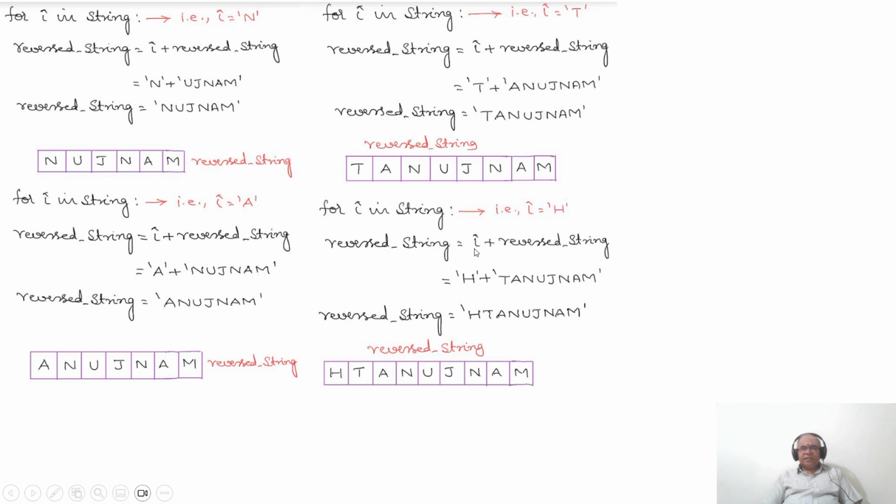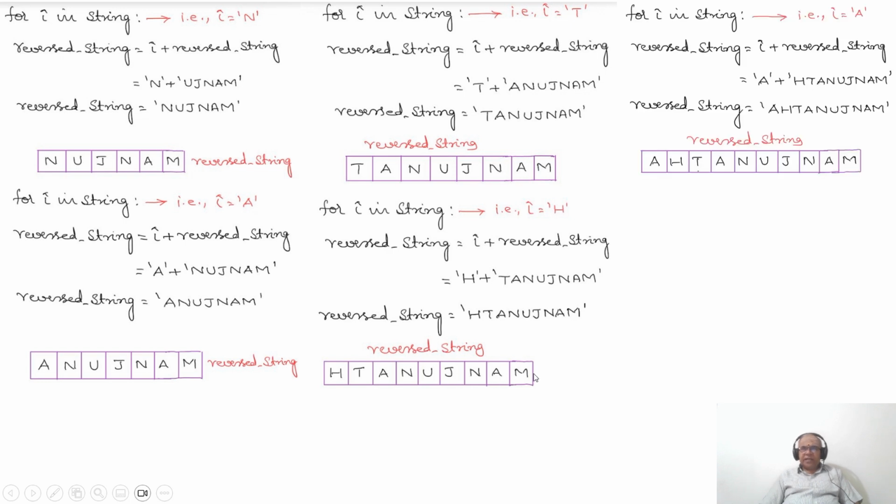Then the reverse string will be equal to I plus reverse string. So that is H plus TANUJNAM. So the reverse string will be HTANUJNAM, adding the strings together. Then again I in the string will take A.